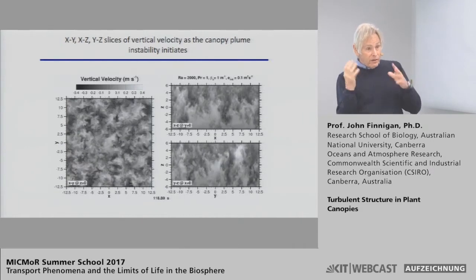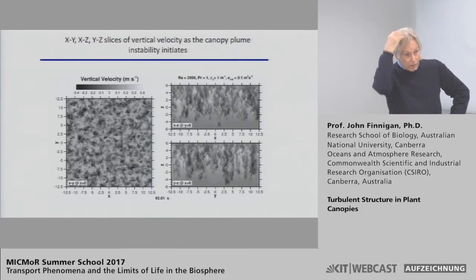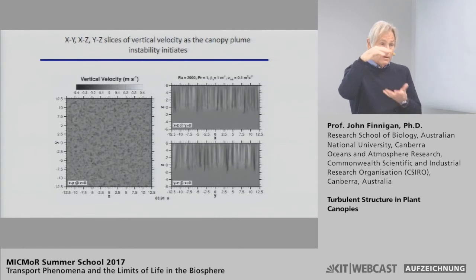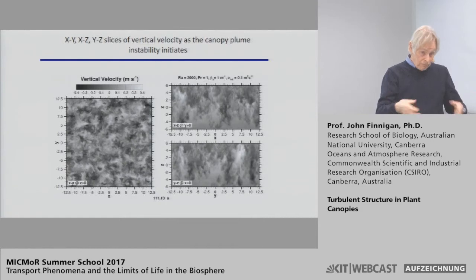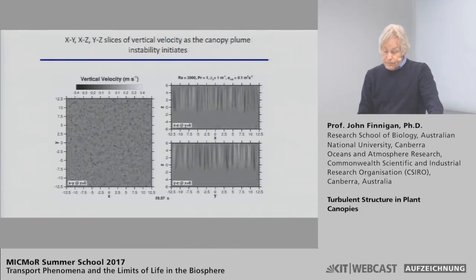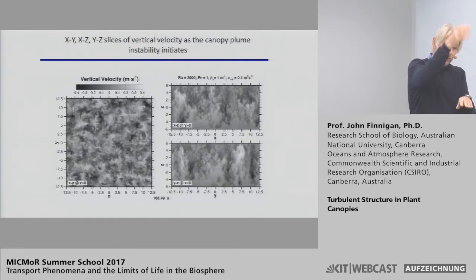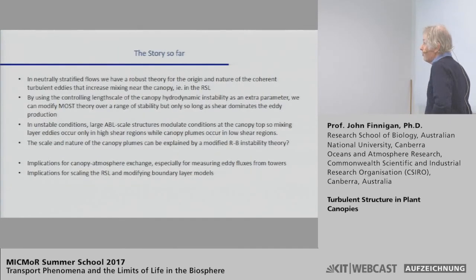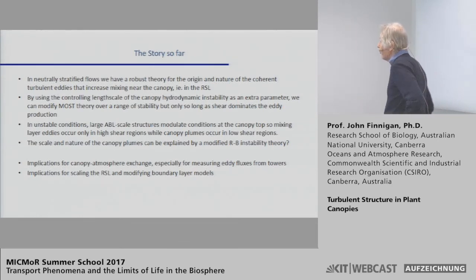So we do see that this situation of absorption of radiation in the canopy, producing a canopy heat source with a certain E-folding distance, translates into a horizontal scale of canopy plumes or Rayleigh-Benard eddies. If I did the larger simulation where the temperature profile stops increasing, then you'd see that these things reach a constant size. So somewhere in neutrally stratified flows, we've got that theory we think it's okay. We use the controlling length scale of the shear instability as an extra parameter.